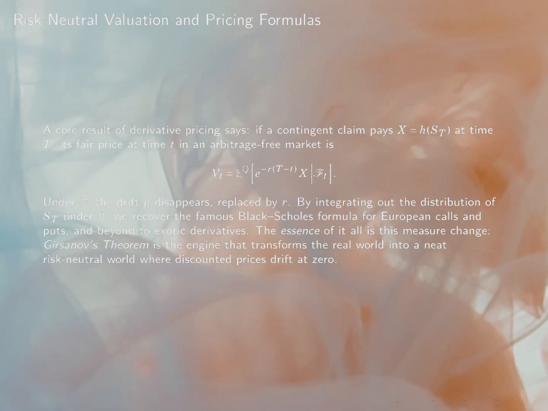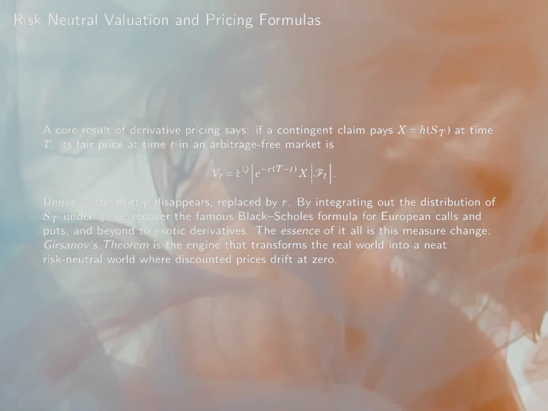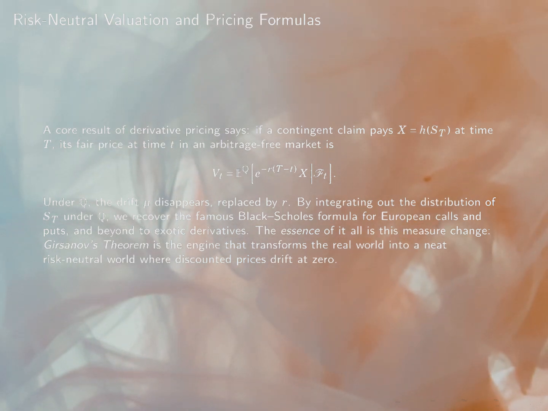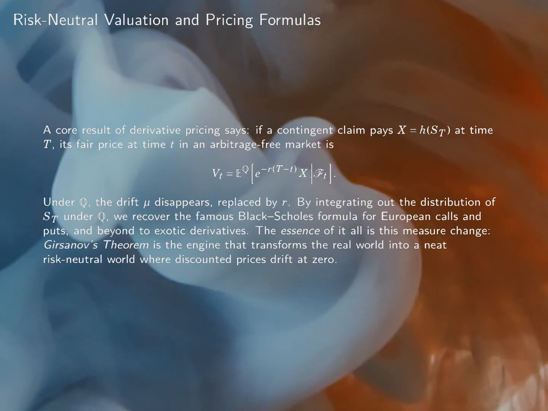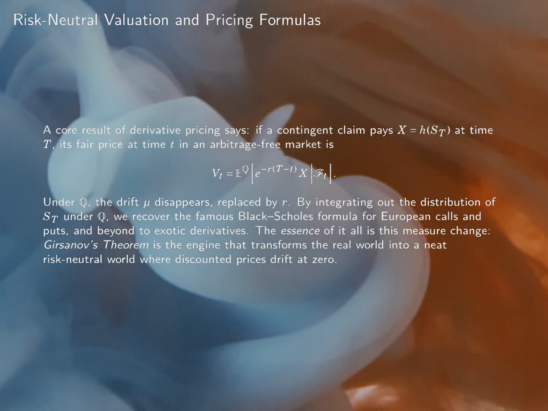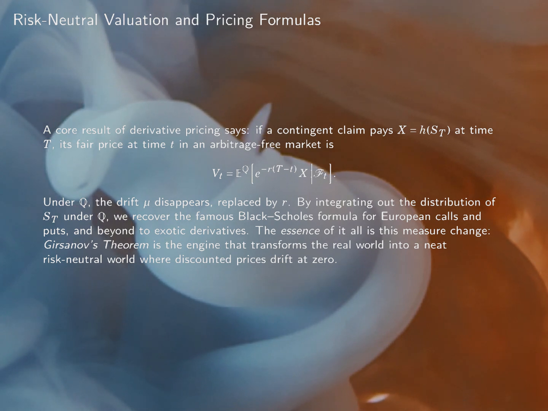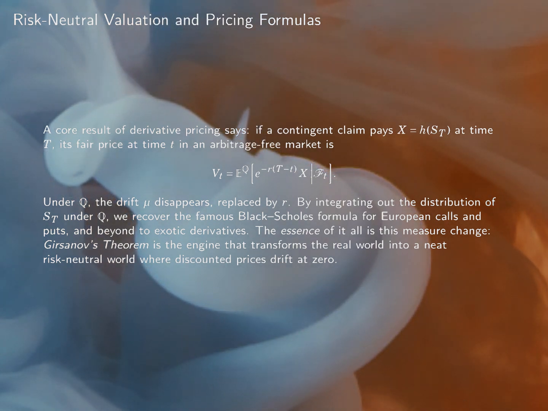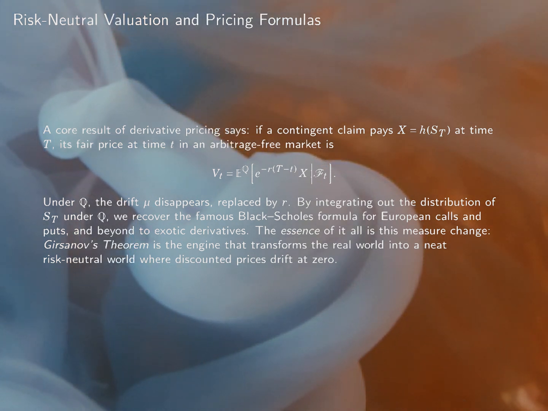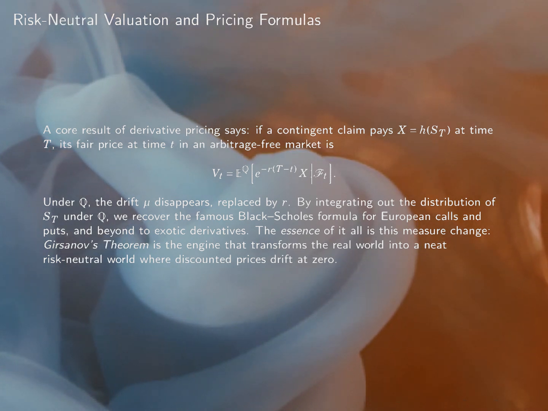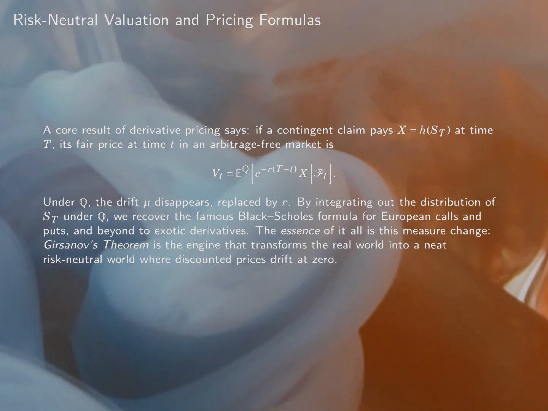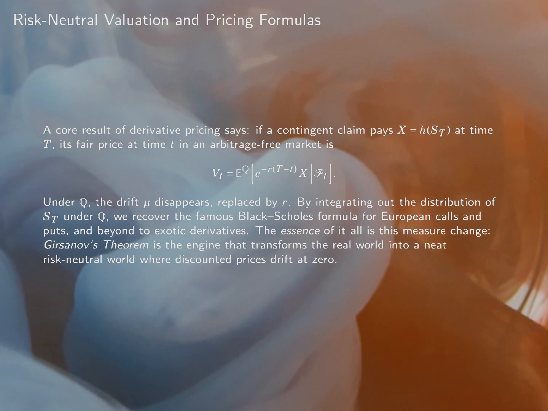You take the expected value under the risk-neutral measure, spelled capital Q, of the future payout, discounted by e to the negative r times capital T minus t, and conditioned on the information available now, script F sub t. This is written V sub t equals expectation under capital Q of e to the minus r times capital T minus t times capital X, given script F sub t. This works because, in the world of capital Q, the risky asset has no risk premium. The drift mu is replaced by little r, the risk-free rate. And because we've made the discounted price a martingale, we're allowed to value it by a simple expectation.